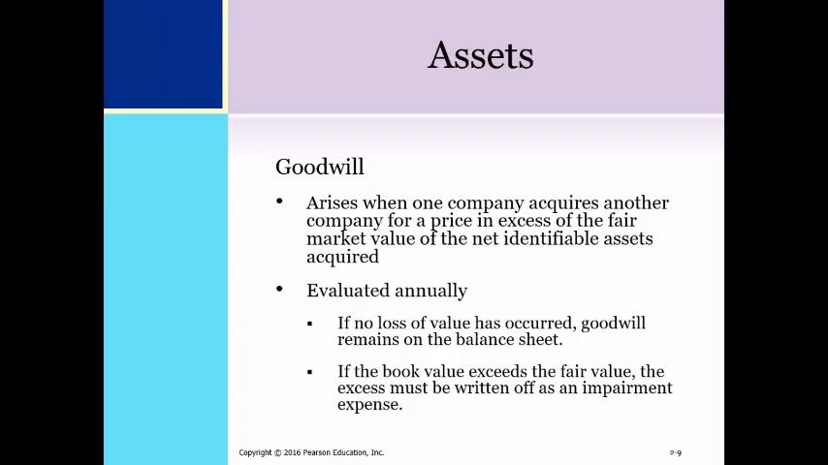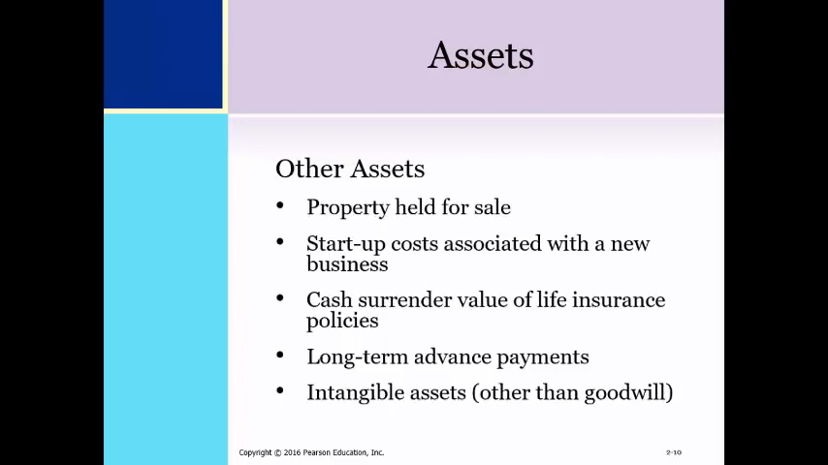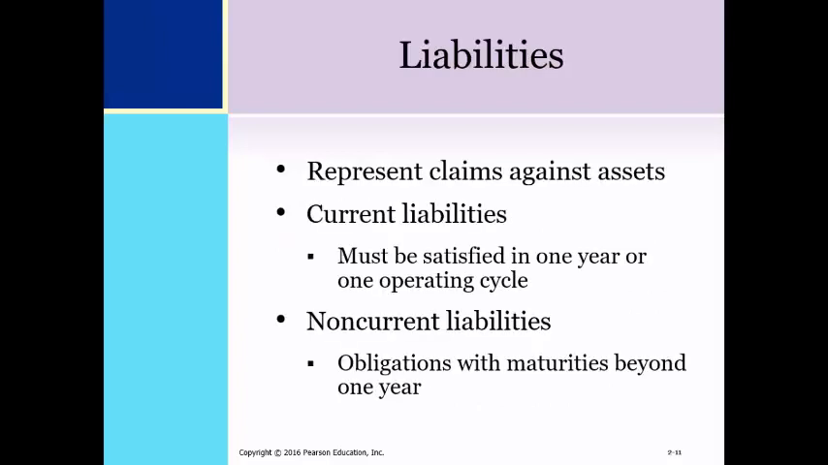If the current book value exceeds the current fair value, then the excess book value must be written off as an impairment expense. Any assets that have not been listed previously will be shown in other assets. The types of assets that one might find include property held for sale, startup costs associated with the new business, the cash surrender value of life insurance policies, long-term advance payments, and intangible assets other than goodwill.